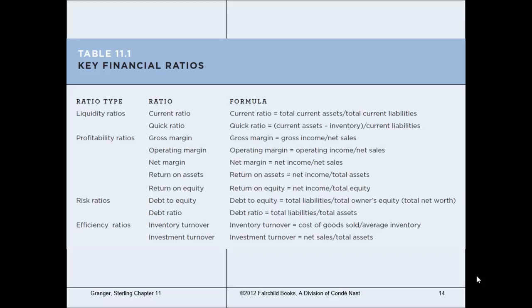And last is your investment turnover ratio. And this tells you how efficiently the company uses its assets and shows how quickly and often an asset pays for itself. And the formula for it is net sales divided by total assets. And this concludes chapter 11.